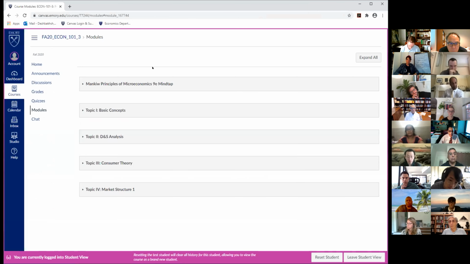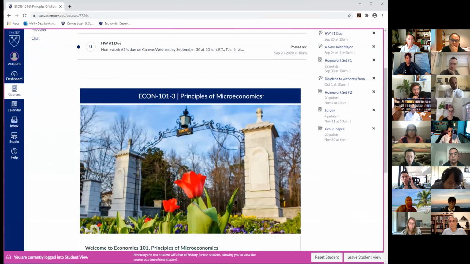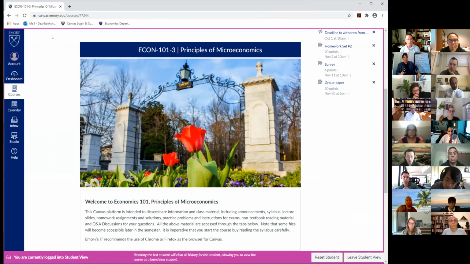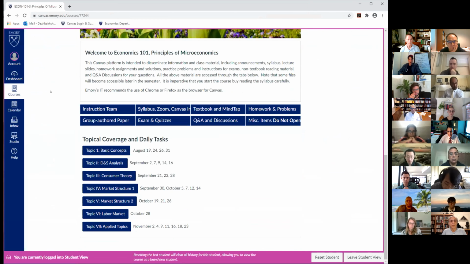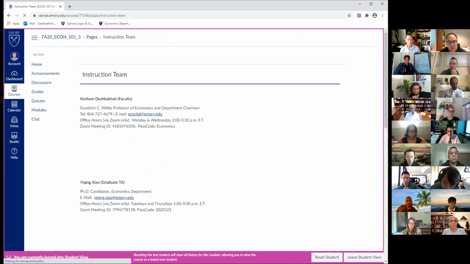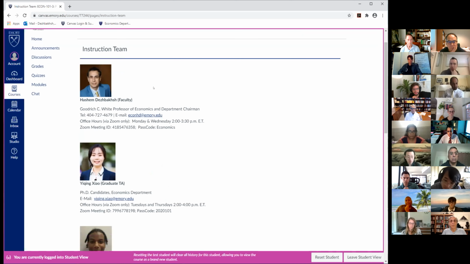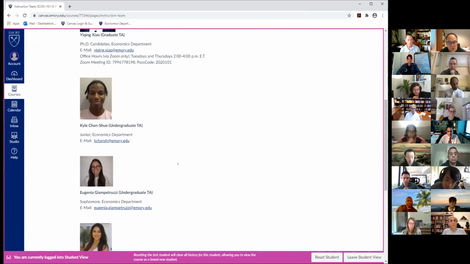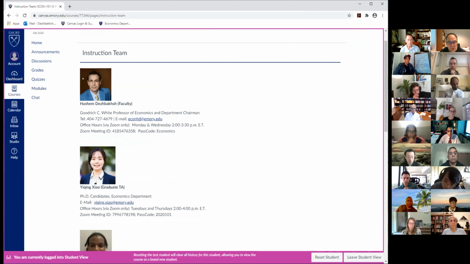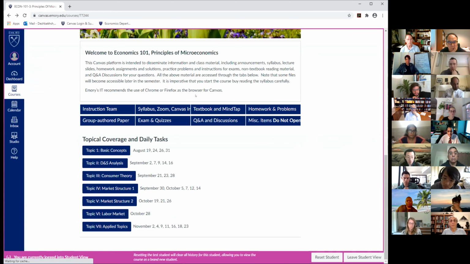Okay, this is our Canvas page. You're in a student view. Notice that you don't have a lot of bells and whistles on the side here. So this is a picture, and that's all they need. On the top, we have administrative. The bottoms, if you click on, for example, instruction, you're going to see all the information about me and my graduate and undergraduate TAs, how to contact them, office hours, Zoom address for office hours, and so forth. So all of that is here.